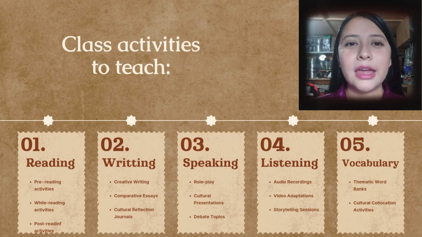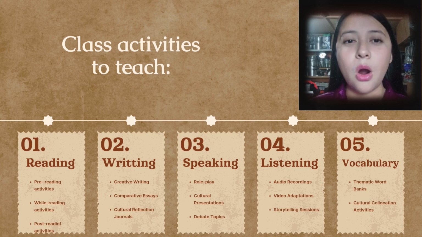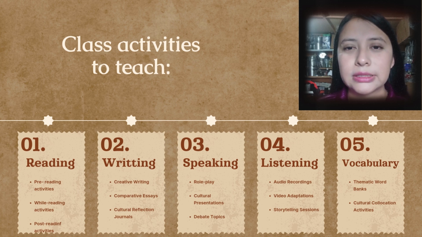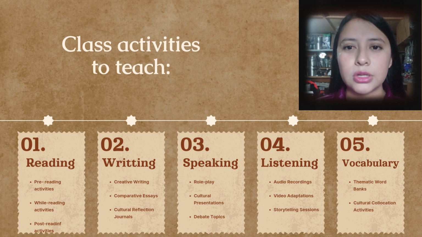Let's dive into how we can use these texts in our teaching. For each work, we'll implement a three-stage reading approach: pre-, while-, and post-reading activities. Our reading activities will focus on creative and analytical skills with the selected text. Students will have the opportunity to write stories in different cultural contexts, compose comparative essays about themes like guardians across cultures, and maintain cultural reflection journals.